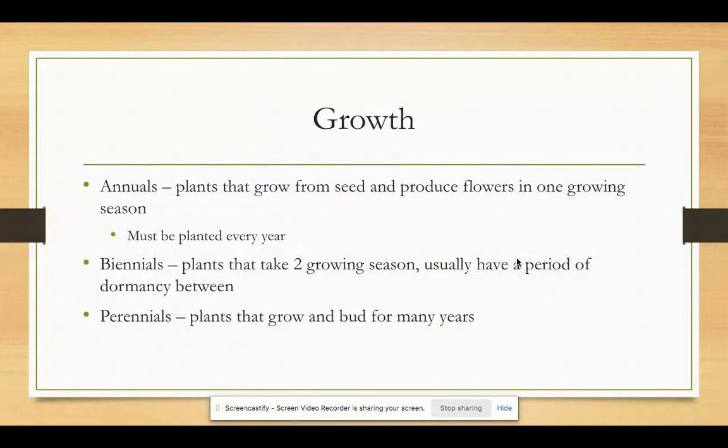Growth. So annuals are plants that grow from seed and produce flowers in one growing season. They must be planted every year. Biennials are plants that take 2 growing seasons and usually have a period of dormancy between. And perennials are plants that grow and bud for many years.